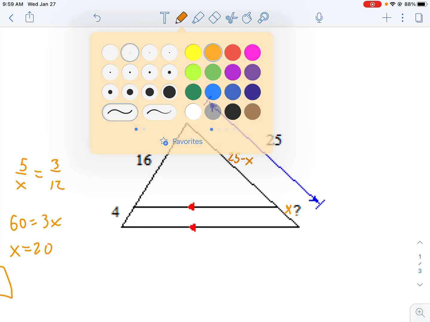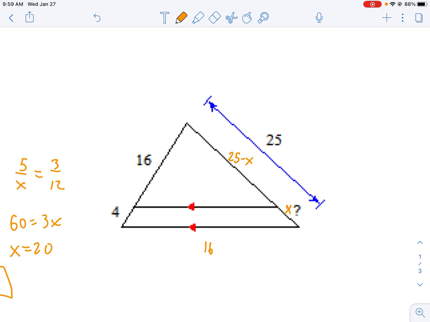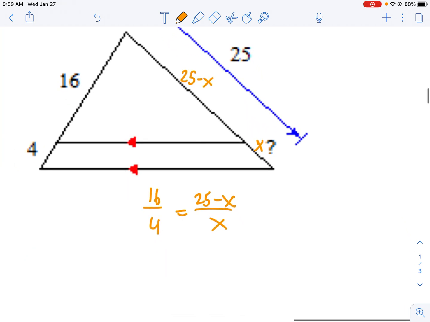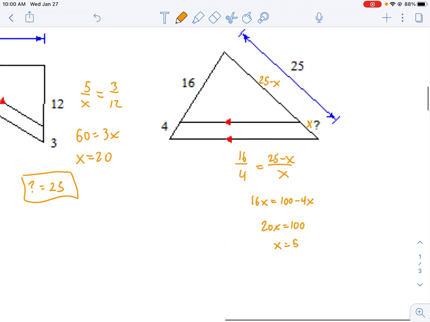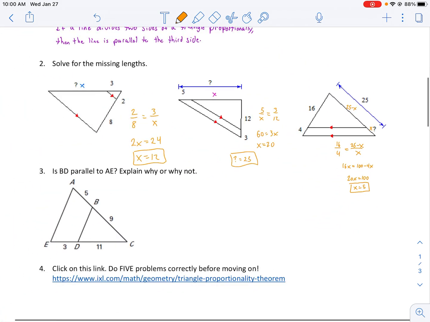Now we can set up a proportion: 16 over 4 is equal to 25 minus x over x. Now we have variables on both sides. So when you cross multiply, you get 16x equals 100 minus 4x. Get the x's on the same side, giving us 20x equals 100. So x equals 5, which is what we were trying to find. Remember, I called question mark x.